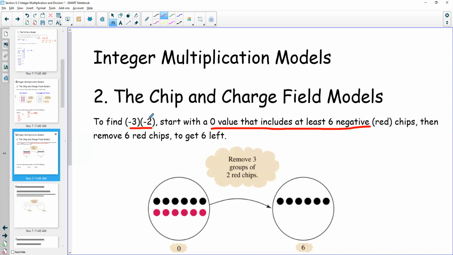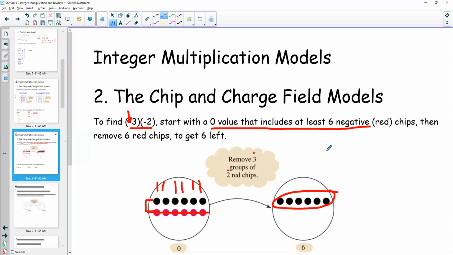Okay, so I'm going to say that again. I'm going to start with as many zeros as I need to get -6. So there's 1, 2, 3, 4, 5, 6 sets of 0 here. Remember, 0 pairs. I'm going to use this negative as a takeaway. I'm going to take away 6 negative chips, 3 groups of 2 sets of negative chips. If I take those away, I'm left with positive 6.